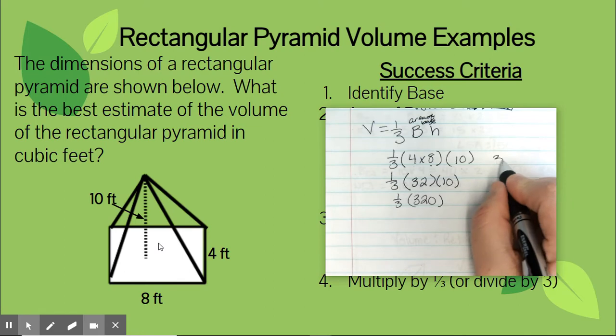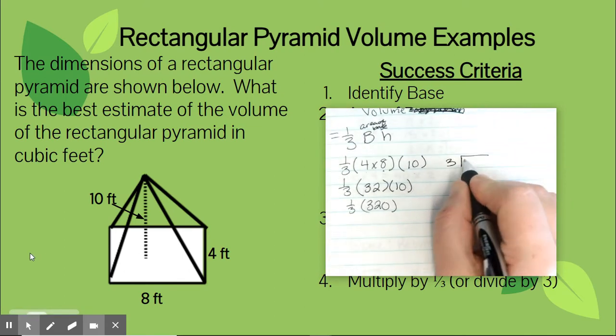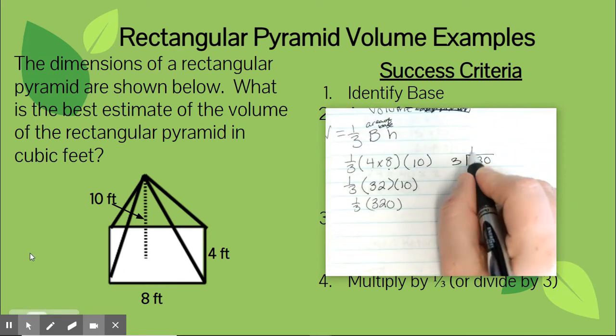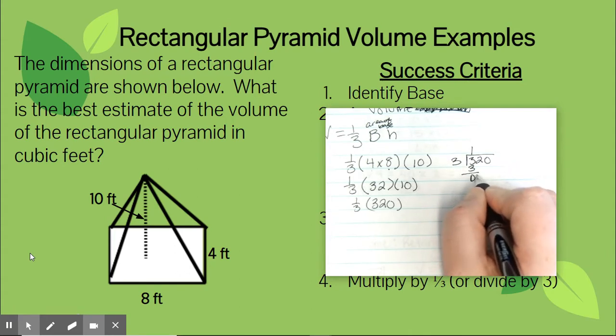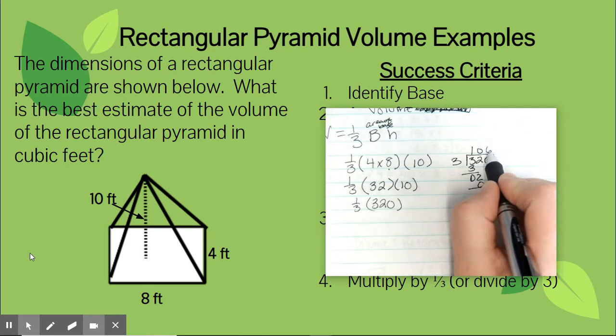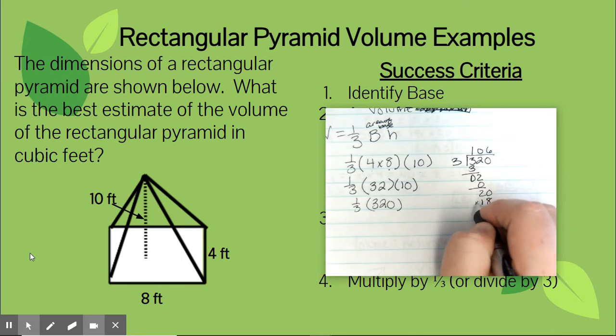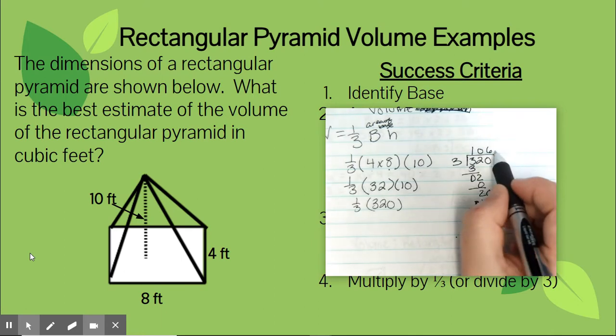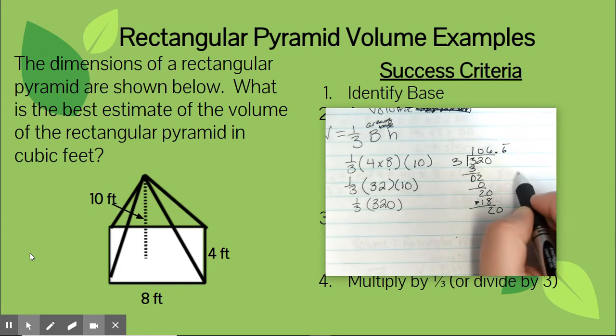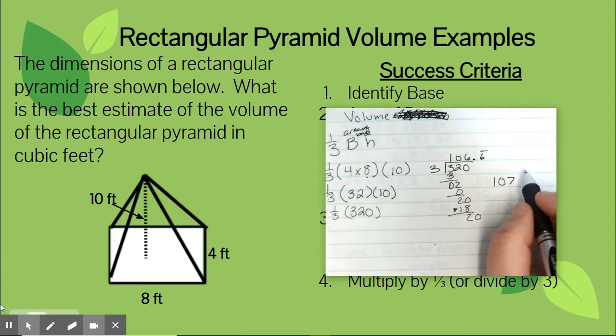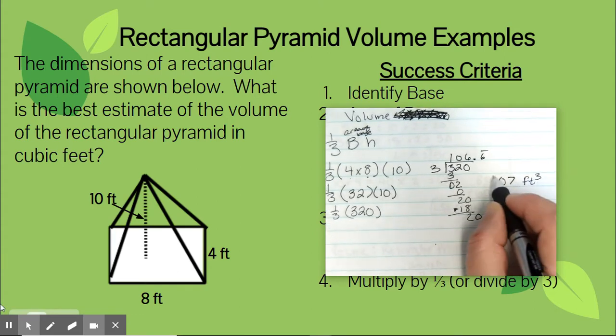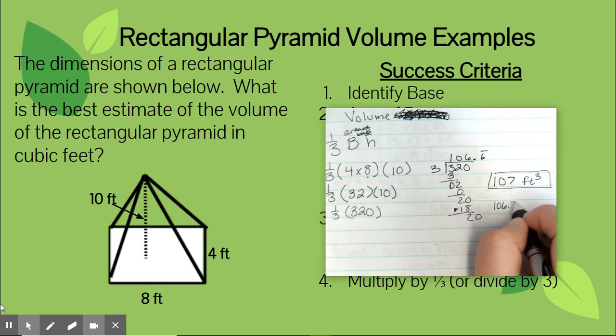So I'm going to do 3 goes into 320. 3 goes into 3 once. 3 goes into 2 zero times. 3 goes into 20 six times. That's 18, minus. And we're going to still go in there, so we're going to end up with a 6 repeating. So my best estimate would be 107 feet cubed, or 106.7 feet cubed. Both of those are acceptable.